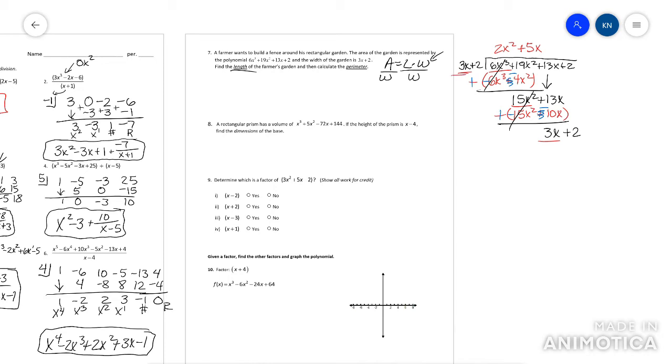Divide first term by first term. So that's plus 1. Distribute it. You'll get 3x plus 2. Change the signs. Combine. Everything cancels. 0 remainder. So my answer is 2x squared plus 5x plus 1.